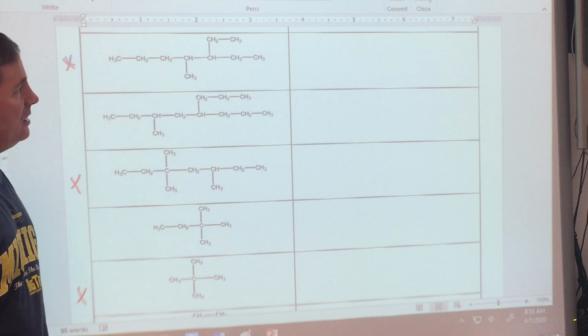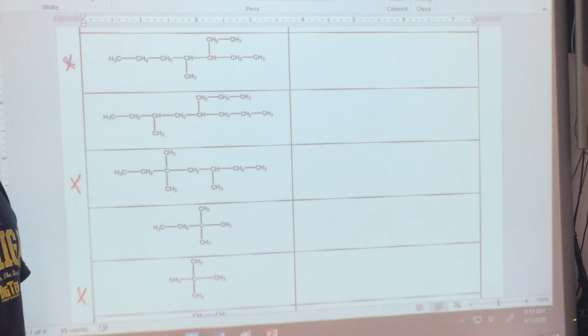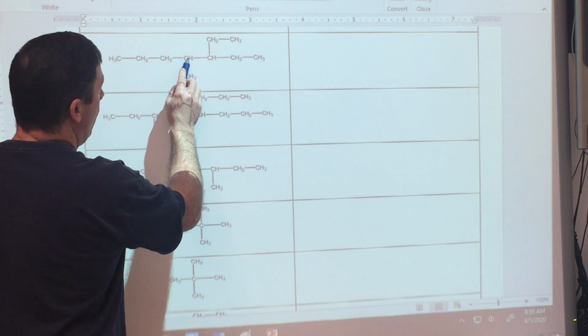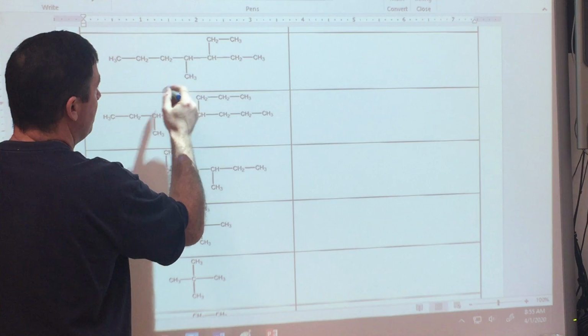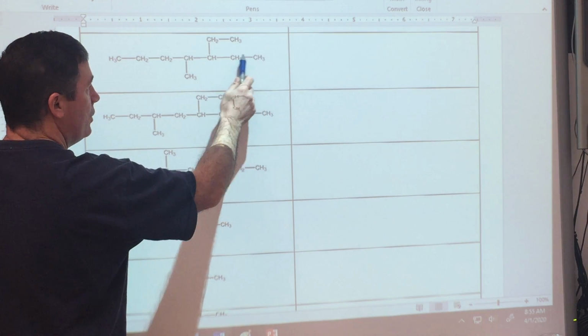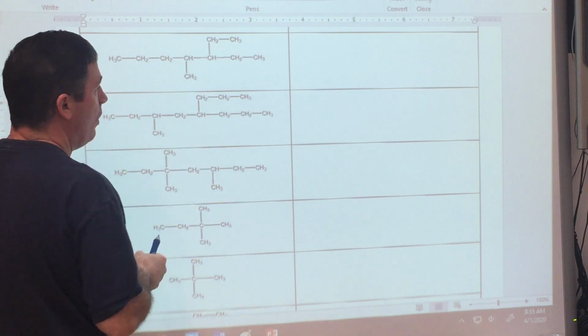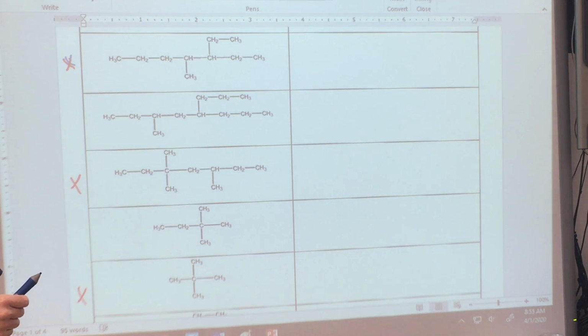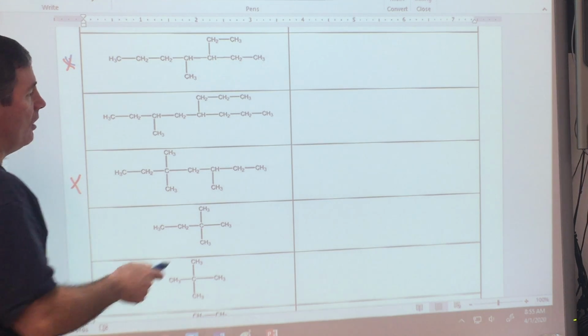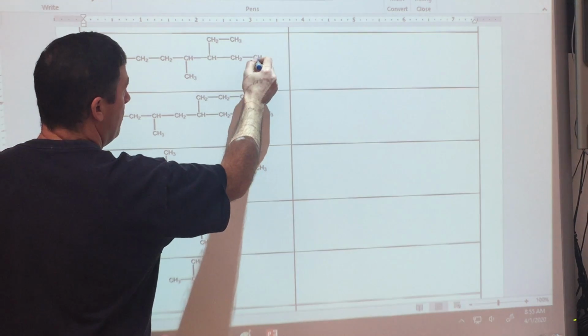So when we're naming this, we want to have the lowest combination of numbers. So I could go 1, 2, 3, 4, and 5. I could have 4 and 5, or I could start from this side and go 1, 2, 3, and 4. So 3 and 4 is my choice, since 3 and 4 is less than 4 and 5. Okay? So I'm going to number these.